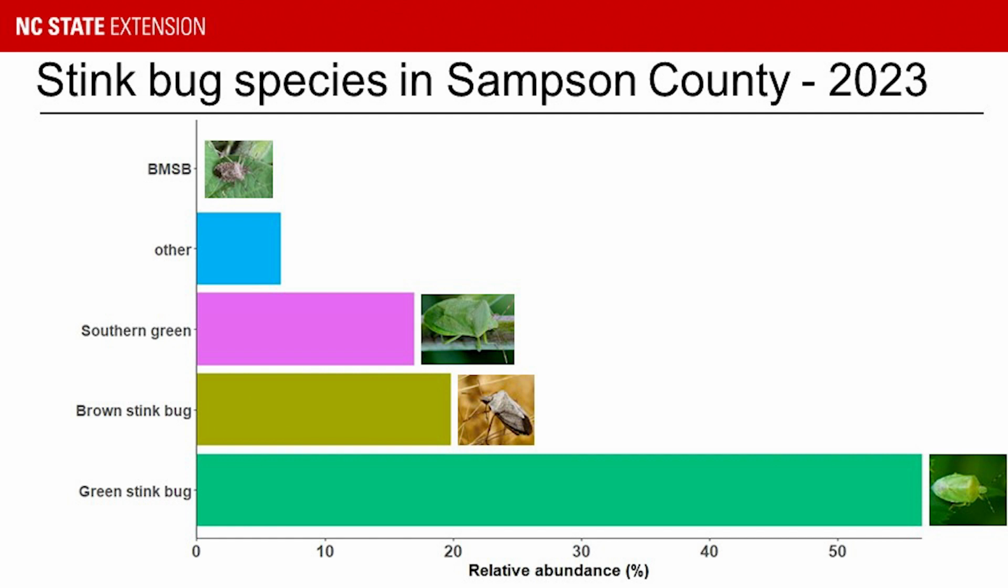So across that Sampson County data set, this is relative abundance. So if we added up all the stink bugs we collected and figured out what proportion each species occupied, we found by far and away green stink bugs were the most prevalent species, followed by brown stink bug and then southern greens. We have many minor species and no brown marmorated stink bugs. So this is a little bit of a surprise. We expected to find in Sampson County more brown stink bugs in soybeans, but it gives us a little snapshot of what species to expect.